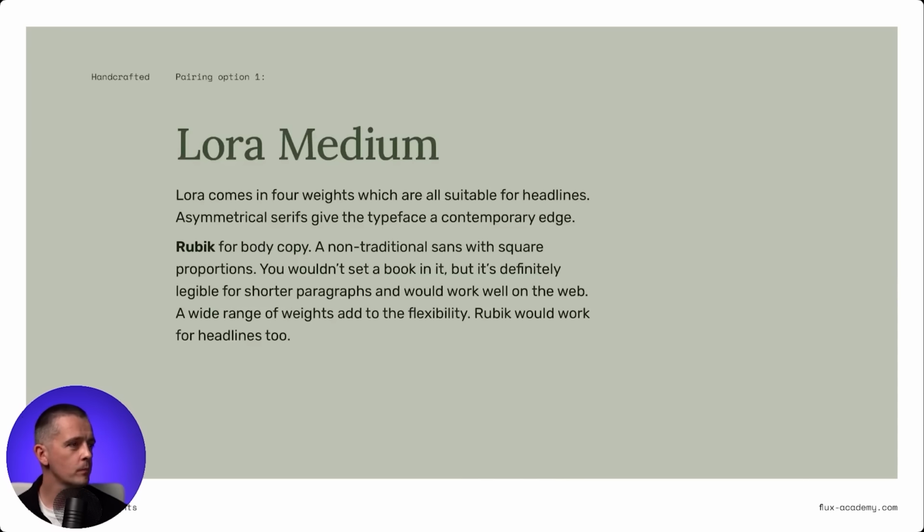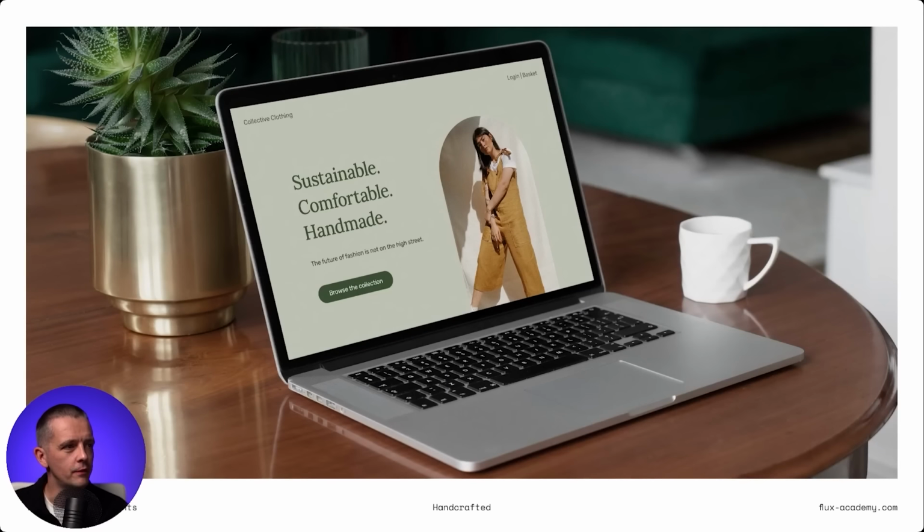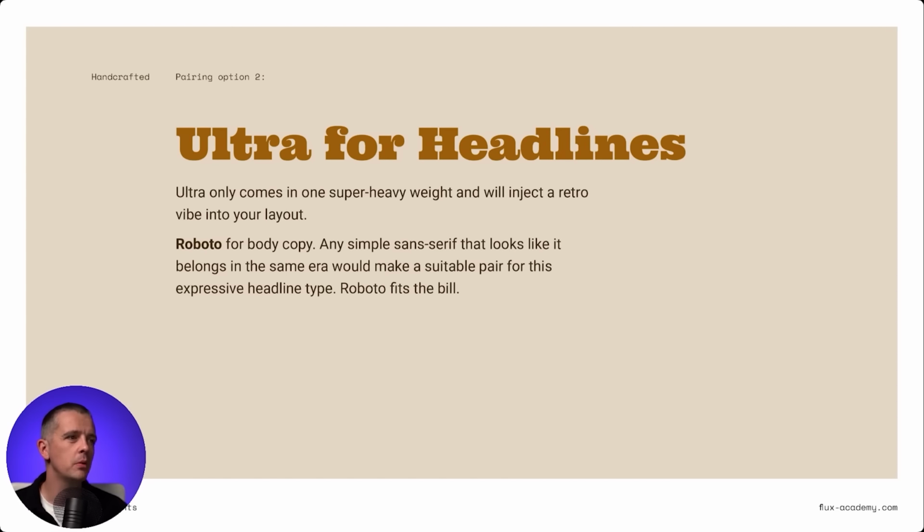So this Laura works well, but then we chose Rubik for body copy because it just has a little bit of this handcrafted feel, this distinctiveness. It's a little bit non-traditional, so it doesn't look too utilitarian. We don't want this to look like an instruction manual. This is, for example, this handcrafted feel like a clothing brand.